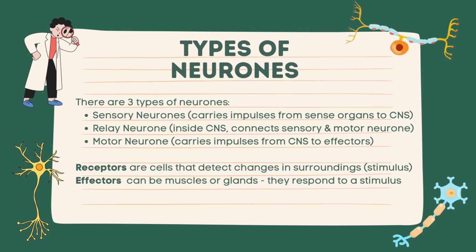Now, receptors are cells that detect changes in surroundings, which are called stimuli. Effectors can be muscles or glands. They respond to a stimulus.